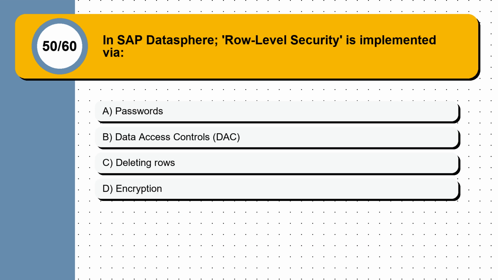Question 50. In SAP Datasphere, row-level security is implemented via option A, passwords. Option B, data access controls, DAC. Option C, deleting rows. Option D, encryption.